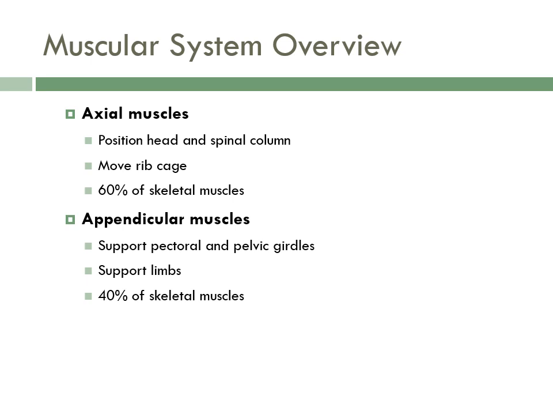So the muscular system, much like the skeletal system, has axial muscles, which position the head and spinal column and move the rib cage. Those account for 60% of our skeletal muscles. And then our appendicular muscles support the pectoral and pelvic girdles and support and move the limbs, and those account for 40% of our skeletal muscles.